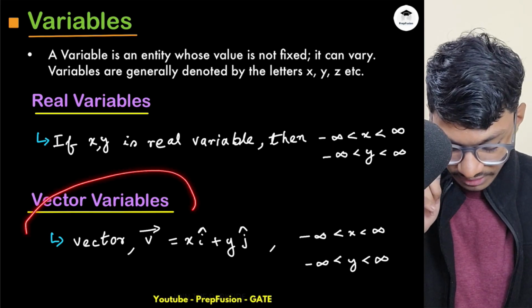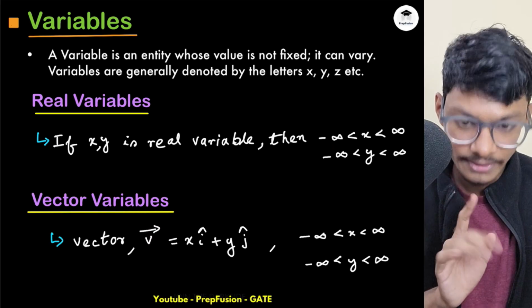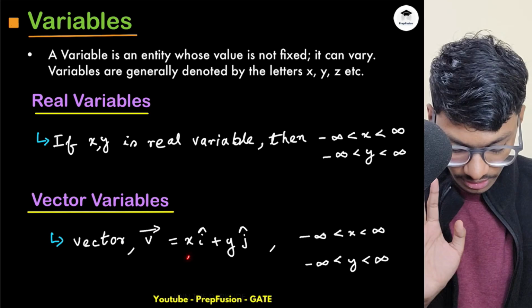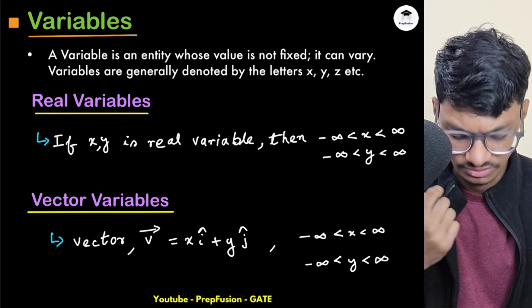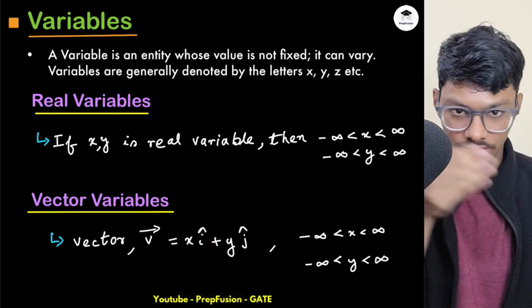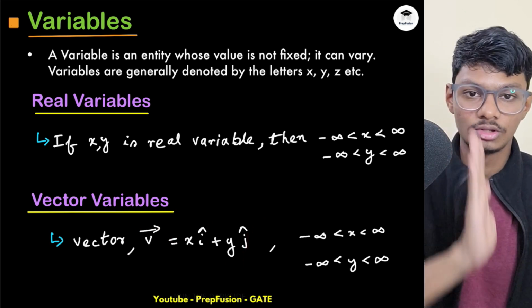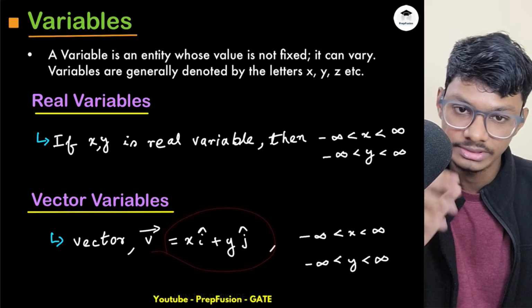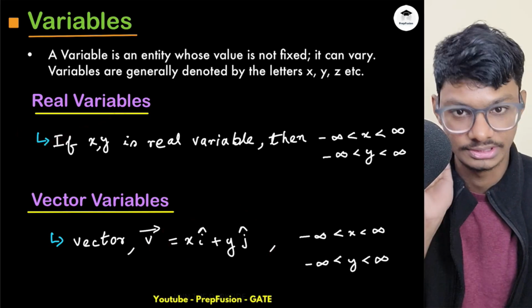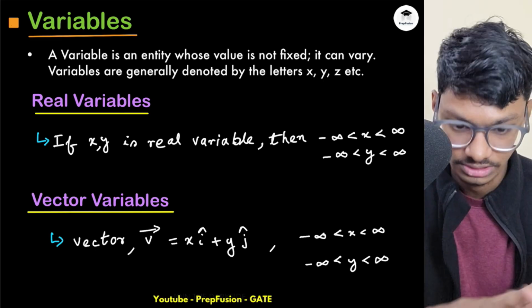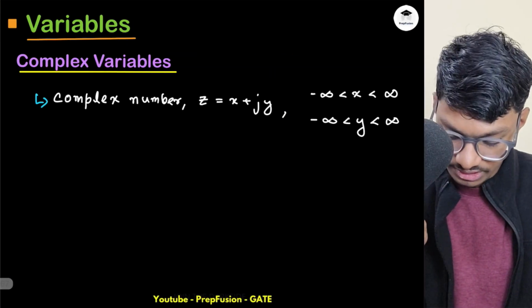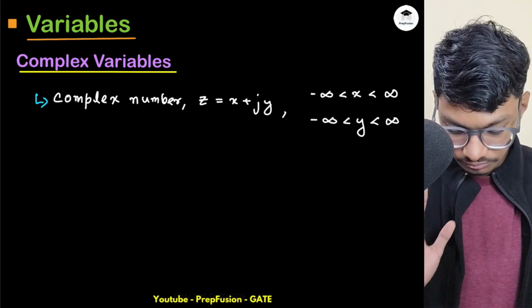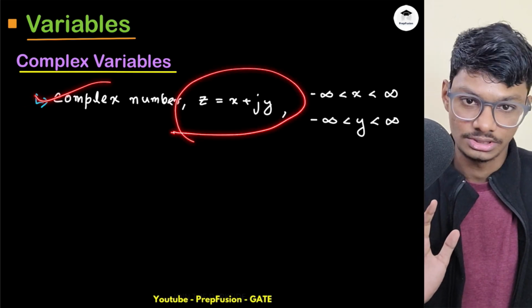Now if we have vector variables, the difference is that my variables will have some direction associated with them. So here x i cap, y j cap. You have studied in physics what i cap is: the unit vector in the i cap direction, and j cap is the unit vector in the j cap direction. So vector variables can be defined like this. Mainly we will work with real variables in engineering mathematics, so you don't have to worry that much. Next are complex variables. When we study the complex calculus chapter, there we'll use complex variables.